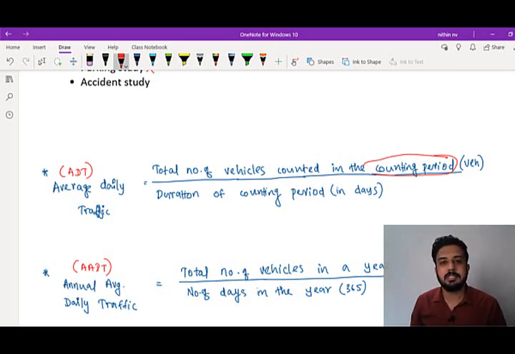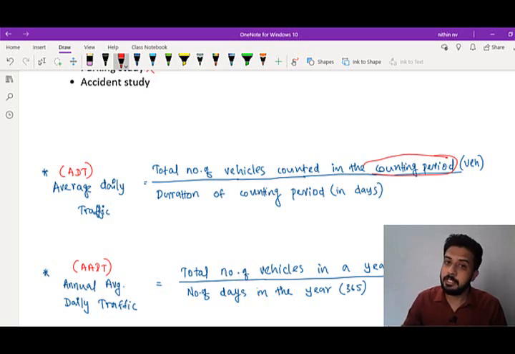We mainly use this trend value or growth rate in traffic pavement designs. We need to know what may be the future traffic. Whenever we are designing a road, we are designing it for some 30 years, right? So after 30 years, how much may be the future traffic? To know that, we should know what is the trend of the traffic.